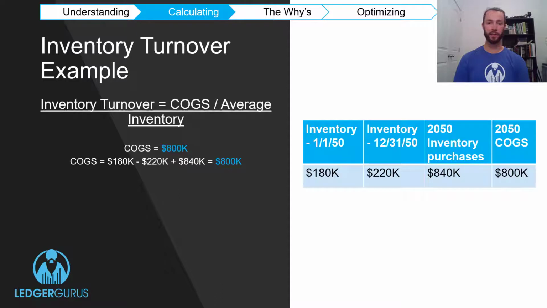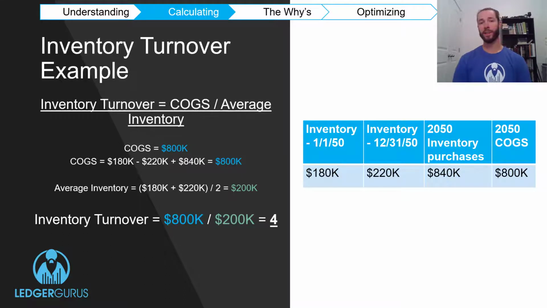You can look at your beginning inventory plus your inventory purchases for the year, minus your ending inventory. Okay, and then looking at our average inventory, beginning inventory was 180 plus the 220 at the end of the year. Divide that by 2 and we've got 200,000. So putting those together for our inventory turnover, 800,000 divided by 200,000 is going to give you an inventory ratio of 4.